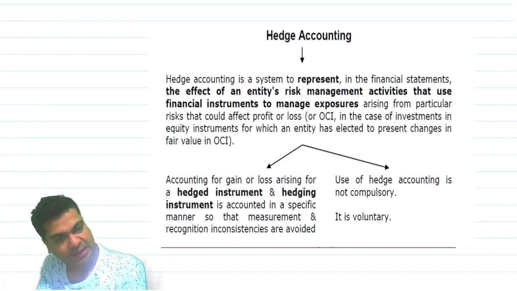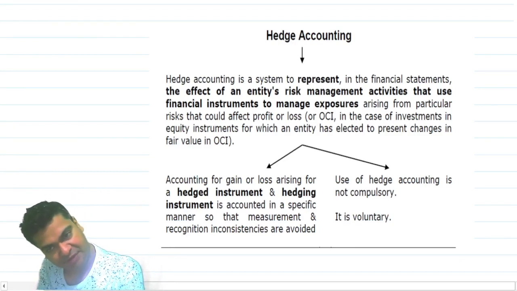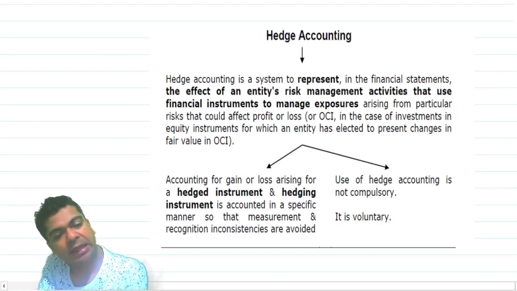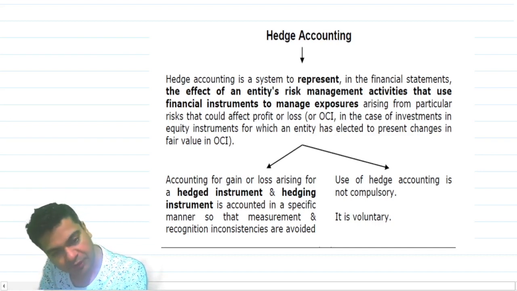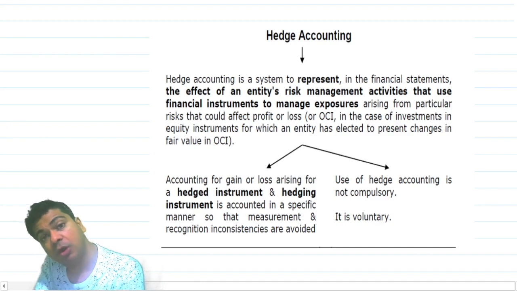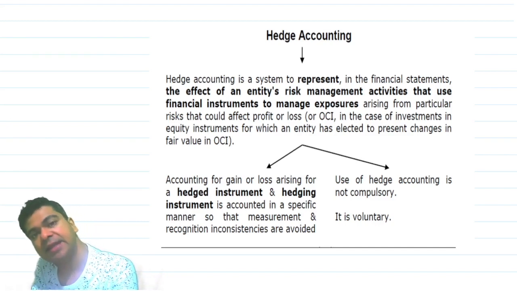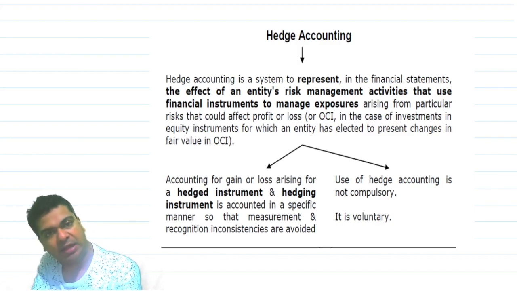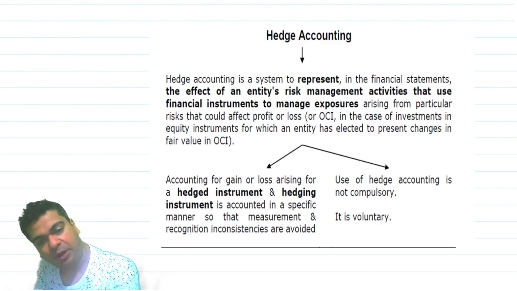So this is what we really mean by hedge accounting. We say hedge accounting is a system to represent in the financial statements the effect of an entity's risk management activities that use financial instruments to manage exposures arising from particular risks that could affect the profit or loss or maybe the other comprehensive income. For example, if an equity instrument is classified as FVOCI, then in that case, the volatility will be reduced in the OCI. Otherwise, we will be mostly dealing with items that will be affecting our profit or loss.